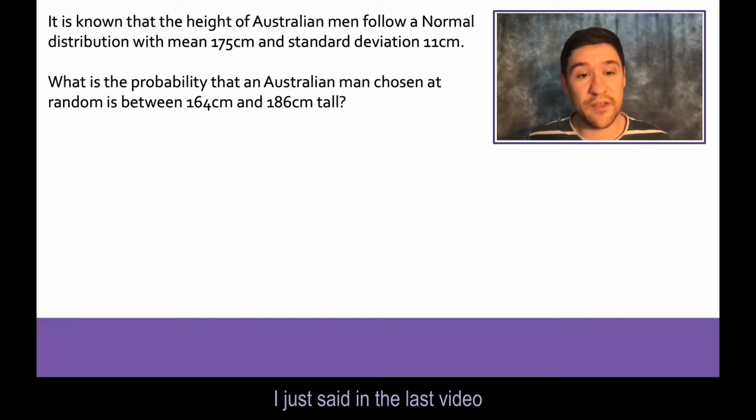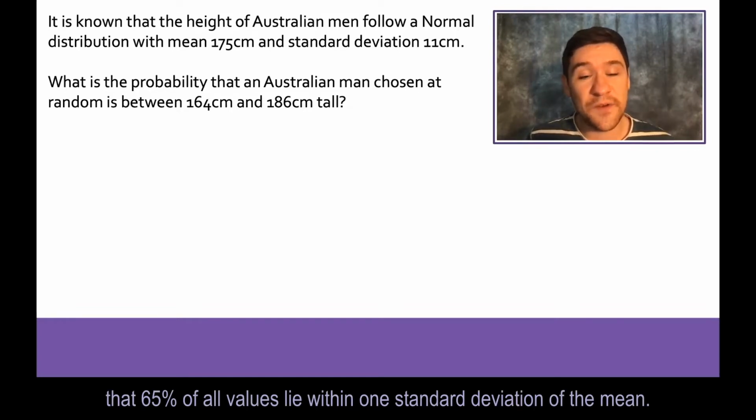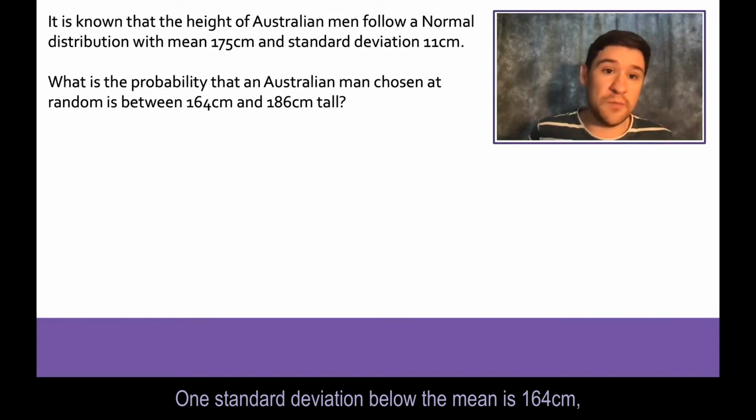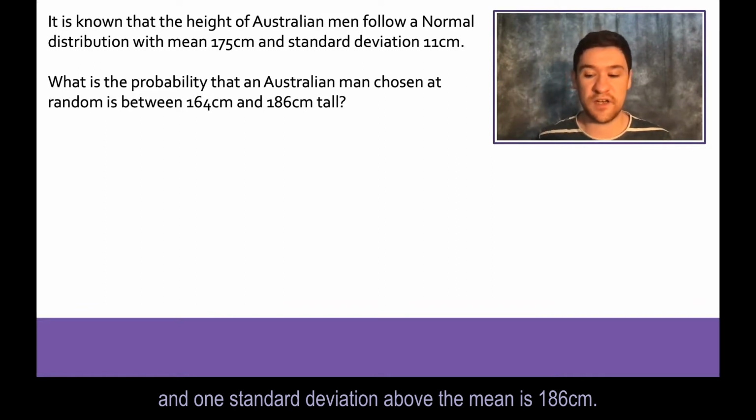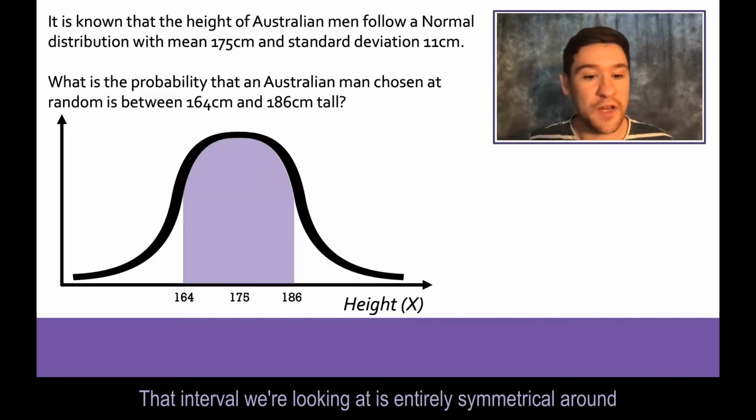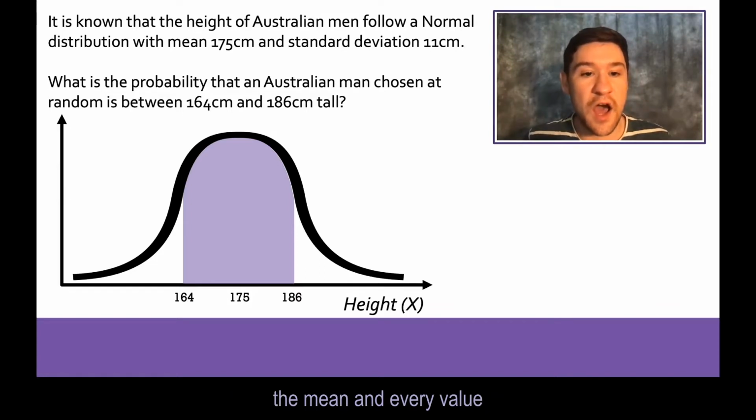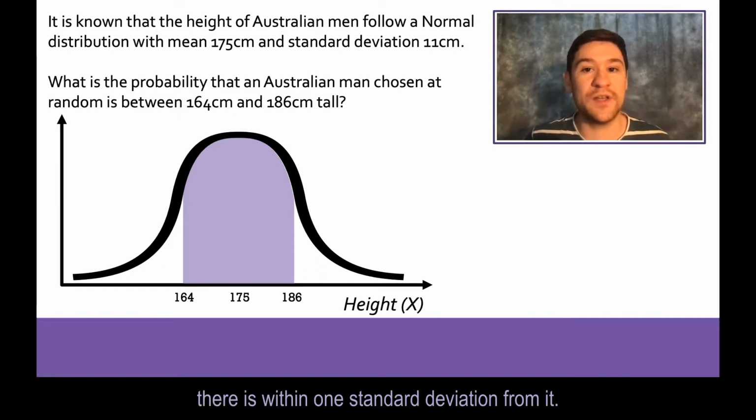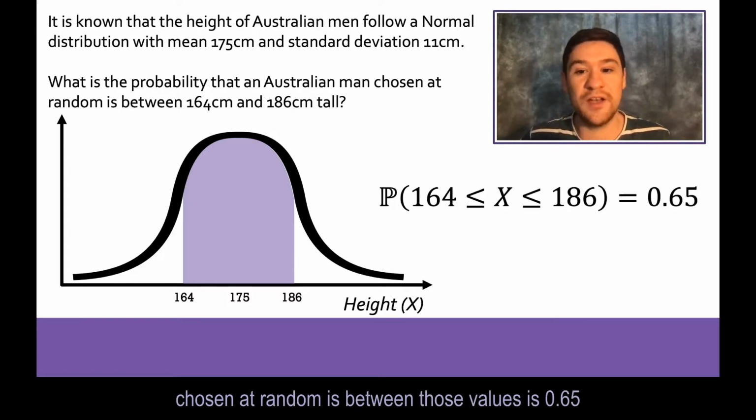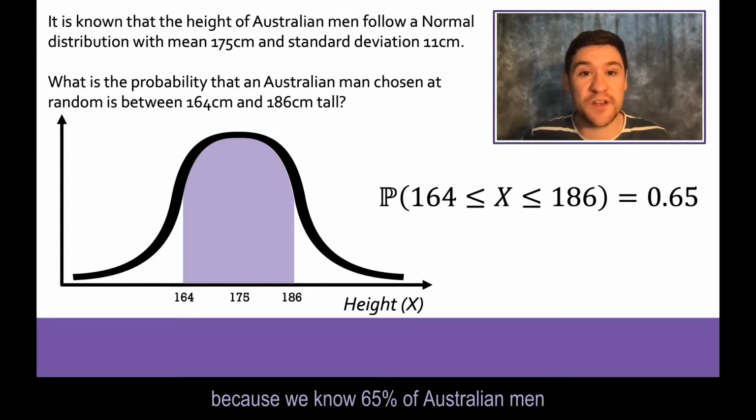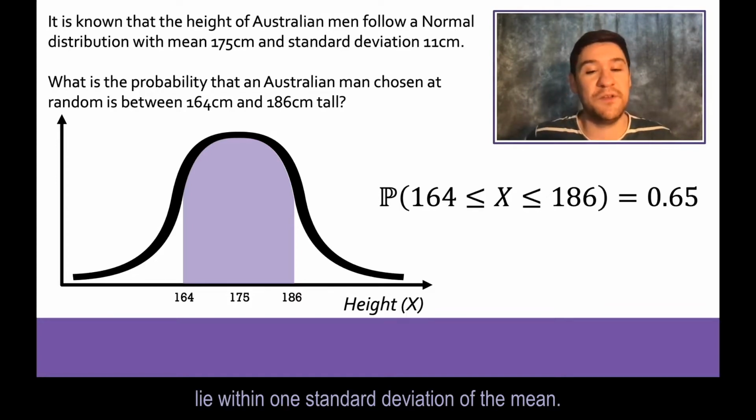I just said in the last video that 65% of all values lie within one standard deviation of the mean. One standard deviation below the mean is 164 centimetres and one standard deviation above the mean is 186 centimetres. That interval we are looking at is entirely symmetrical around the mean, and every value there is within one standard deviation from it. And so the probability that an Australian man chosen at random is between those values is 0.65, because we know 65% of Australian men lie within one standard deviation of the mean.